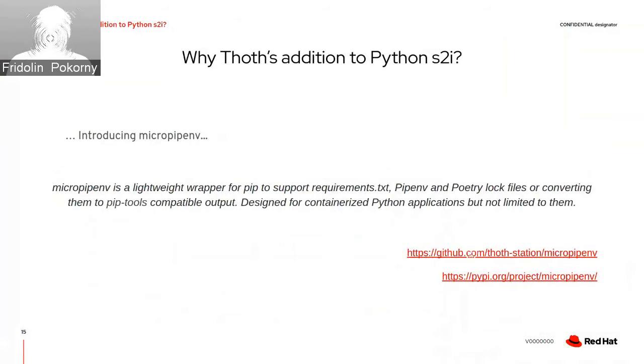And micropipenv is a lightweight wrapper for pip to support requirements.txt, pipenv, and poetry lock files, or converting them to pip-tools compatible output. This all, as mentioned, was designed for containerized Python applications, but these ideas are not limited to containerized applications. You can find micropipenv in the Thoth Station organization in the micropipenv repository, and you can find it also on PyPI. The project is called micropipenv.